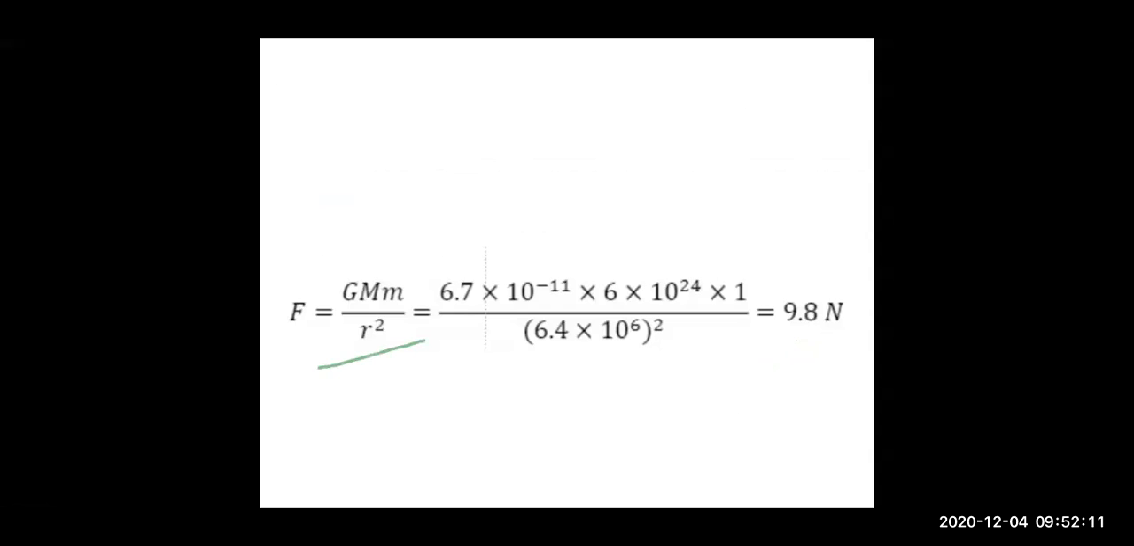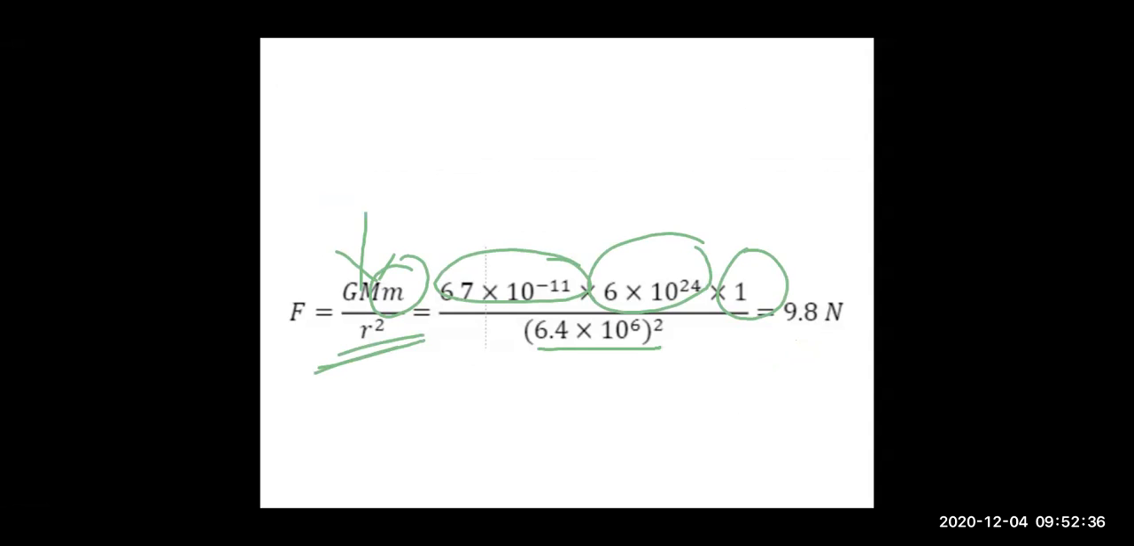This is our formula for force. G is 6.67 into 10 to the power minus 11. M is the mass of the earth. Mass of the earth is 6 into 10 to the power 24 kg. Mass of the object is 1 kg, upon the distance between them. R is the distance between them. Distance between them is equal to the radius of the earth, that is 6.4 into 10 to the power 6 whole square.